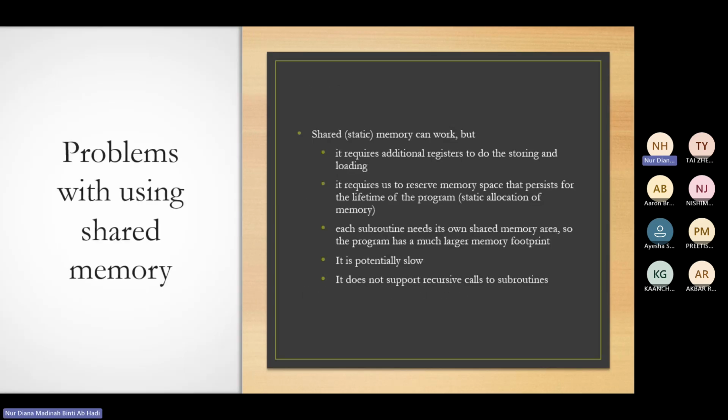So the problem using shared memory. Shared static memory can work, but it requires additional registers to do the storing and loading. It requires us to reserve memory space that persists for the lifetime of the program, so static allocation of the memory. Each subroutine needs its own shared memory area. Therefore, the program must have a larger memory footprint. It will be potentially slow because it does not support recursive calls for your subroutine.